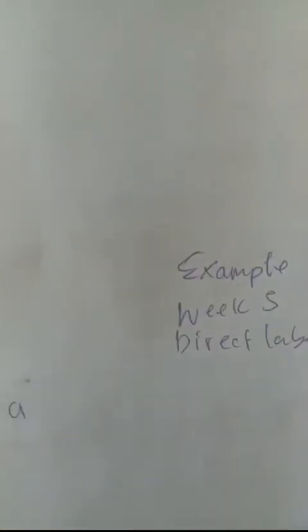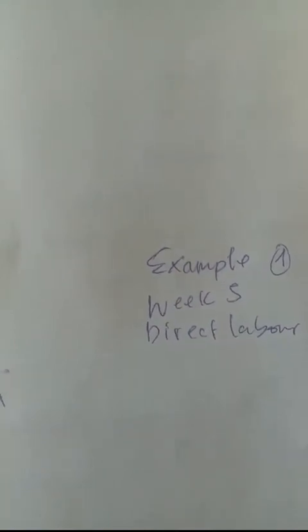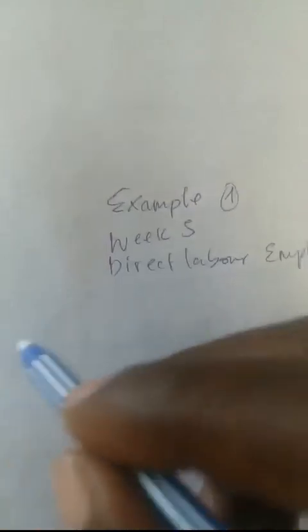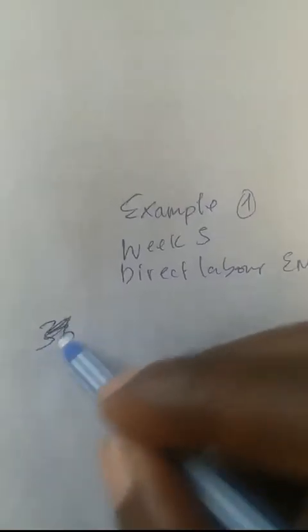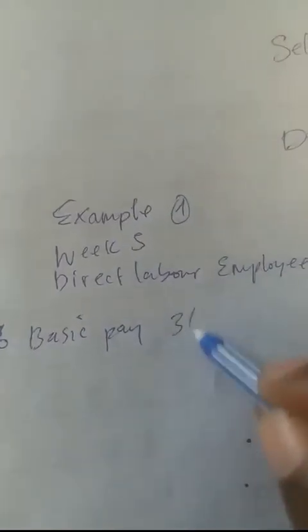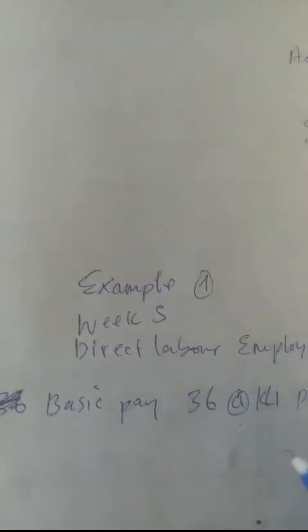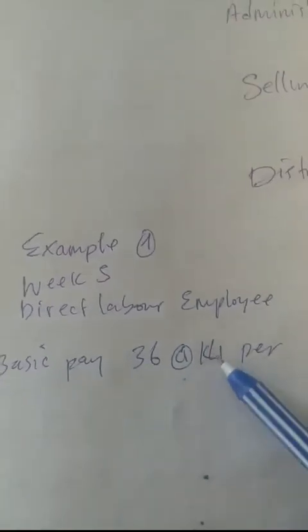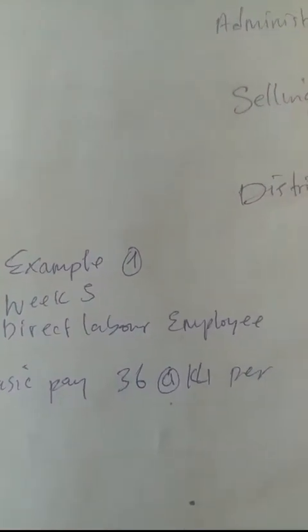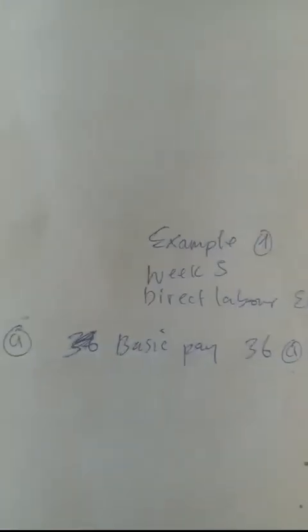So statement number A is saying basic pay for normal hours worked, 36 hours at 4 kwacha per hour. So 36 hours, let's say basic pay, 36 hours, which is paid at 4 kwacha per hour. Okay, so this 36 hours, when you multiply by 4, it's going to give you 144. It's going to give you 144 kwacha as the basic pay for 36 hours.